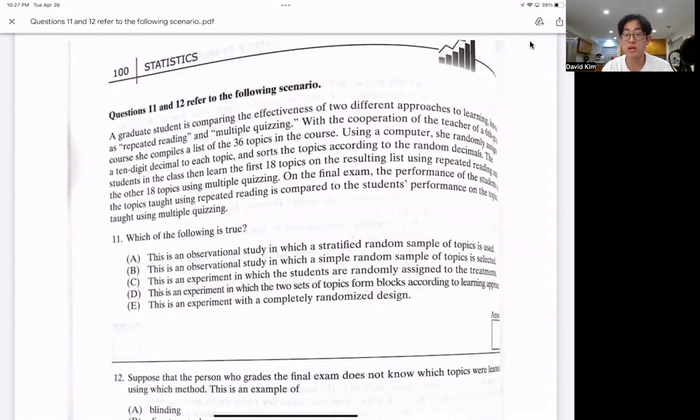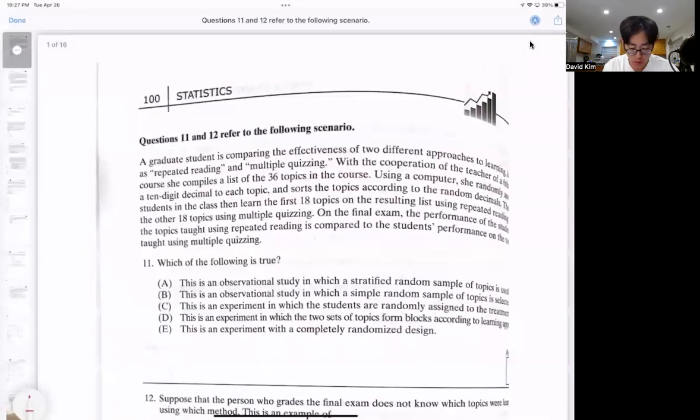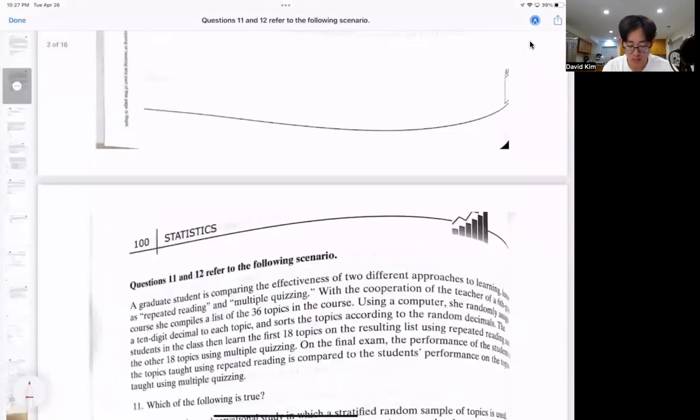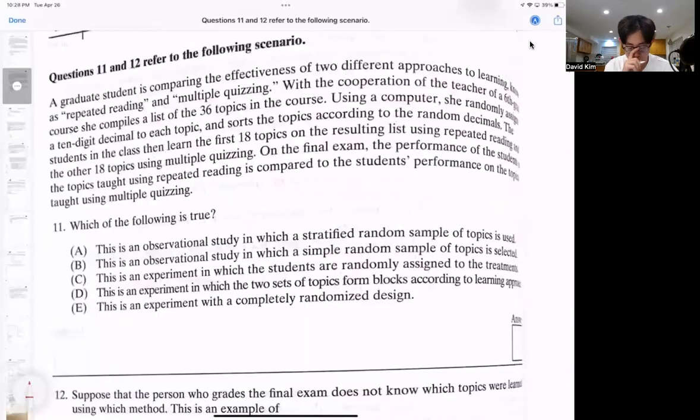And so I'm going to start with just question 11 right away. When I first tried this, guys, question 11 was one of those questions where I just could not get the correct answer. So if you read this carefully, it's chapter 4 material. It's talking about repeated reading and multiple quizzing, those two different methods.